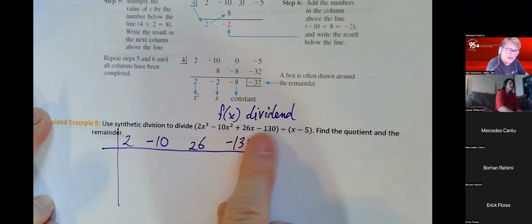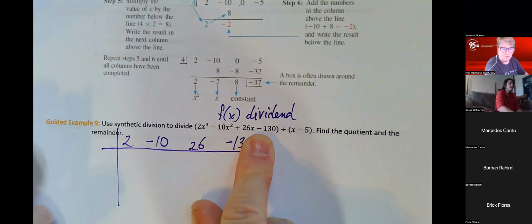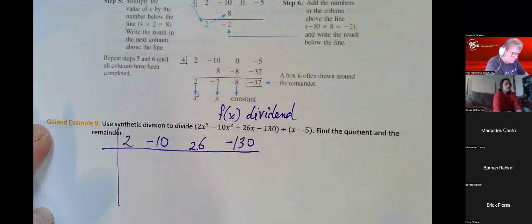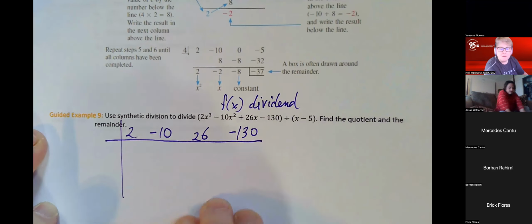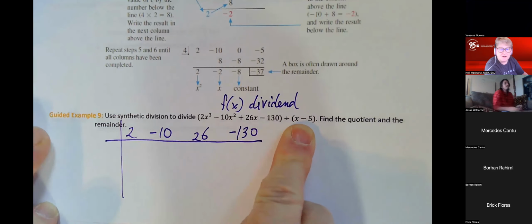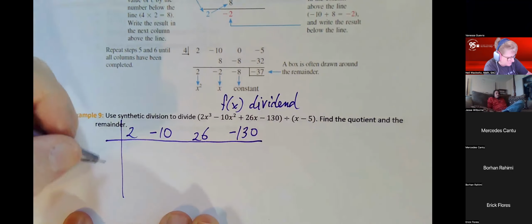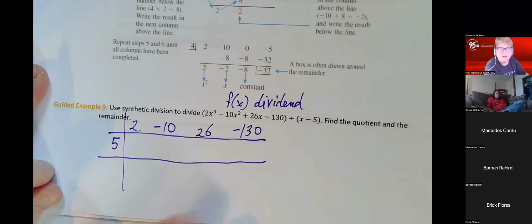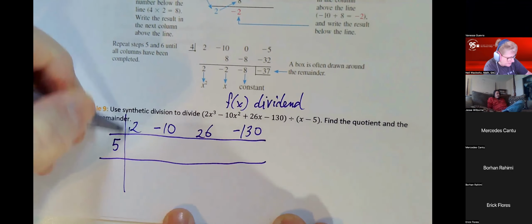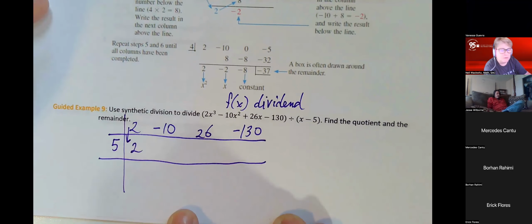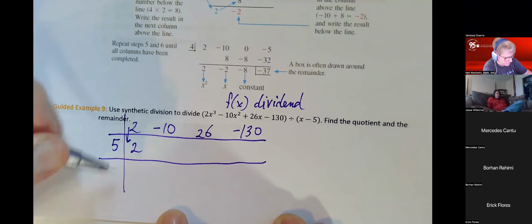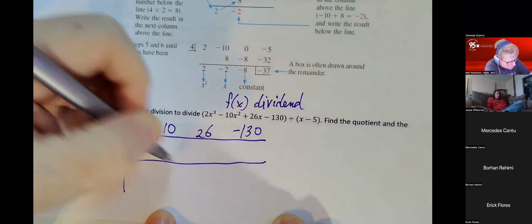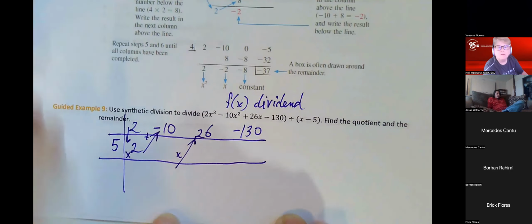If there's any x power missing, we have to put a 0 in, but this time we have 3, 2, 1, 0. Nothing missing. If we're dividing by x minus 5, I'm going to write +5. Then here are the steps. We bring down the first number. We multiply and add. So multiply, add, multiply, add.